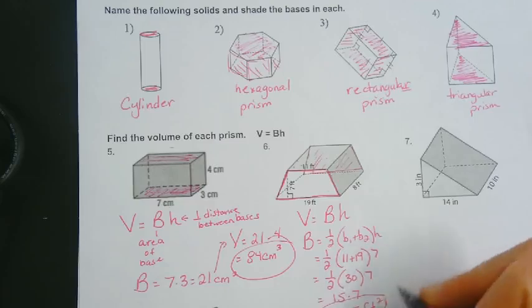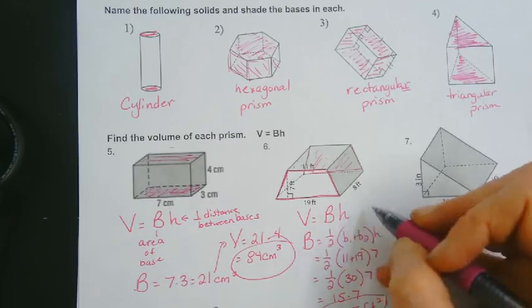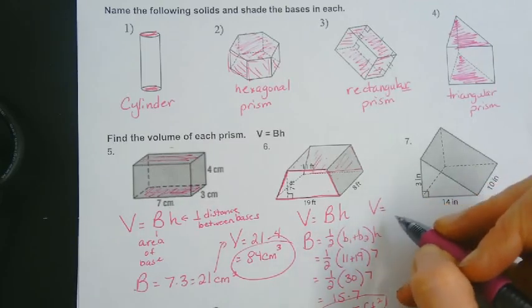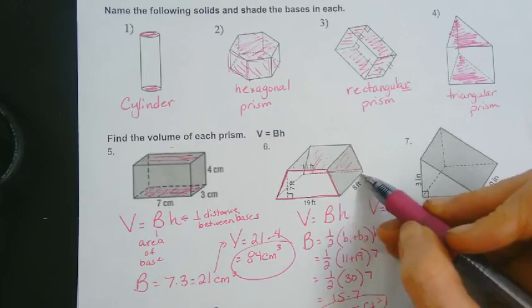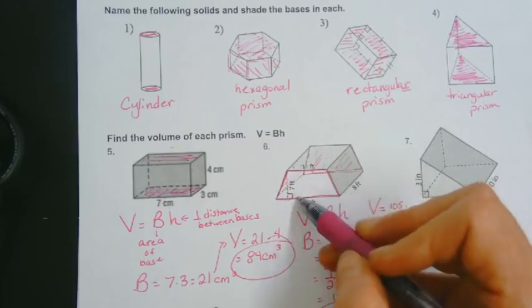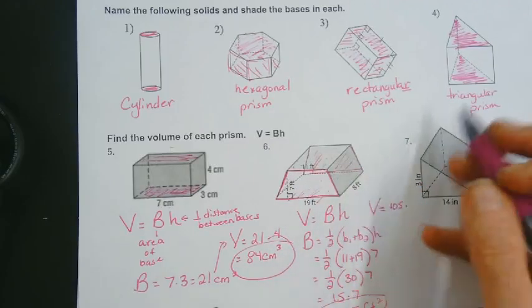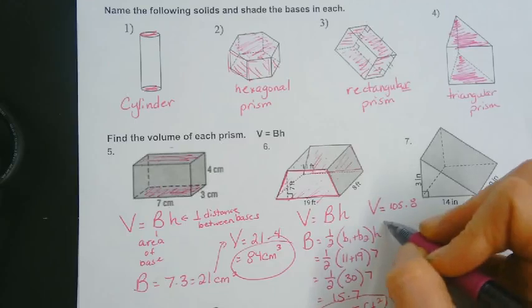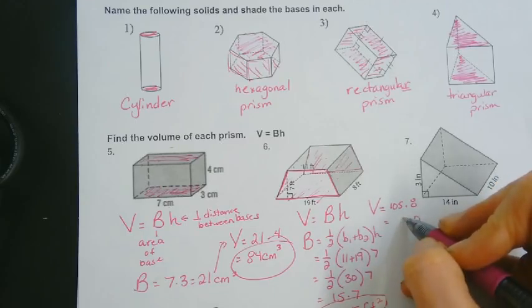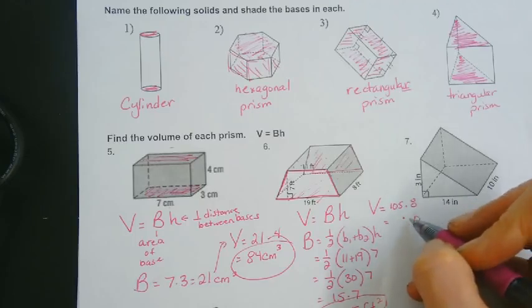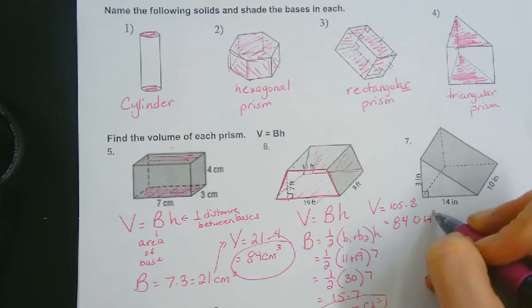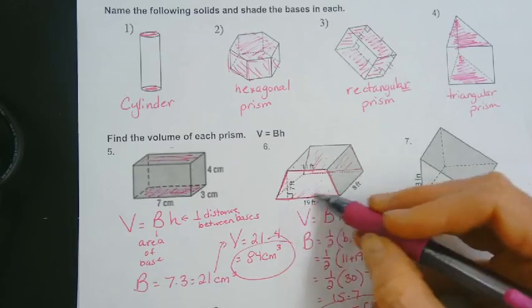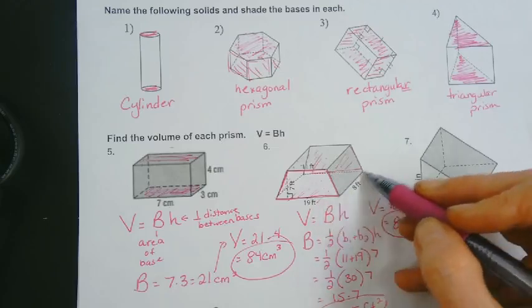So that's B. Now we need to find volume. Volume is equal to this B, 105, times the distance between the two bases. If this is one of the bases and this is the other base, then this is the height, 8. So that's 105 times 8, which is 840 feet cubed. So that's the volume, the area of the base times the height.